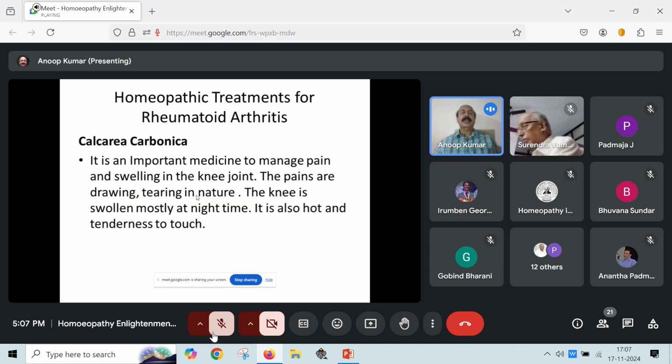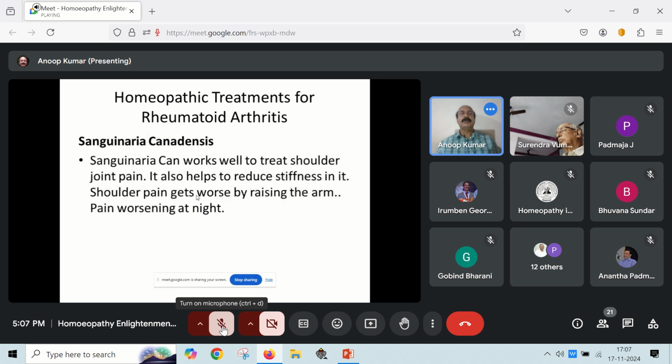Calcarea carb is an important medicine to manage pain and swelling of the knee joints. Pains are drawing and tearing in nature. The knee is swollen mostly at night, and it is also hot and tender to touch. This is Calcarea carb.